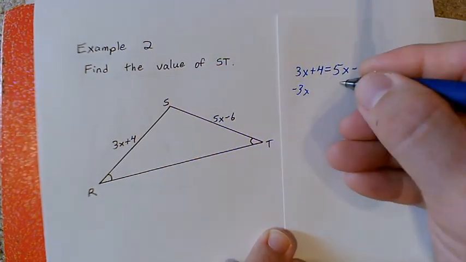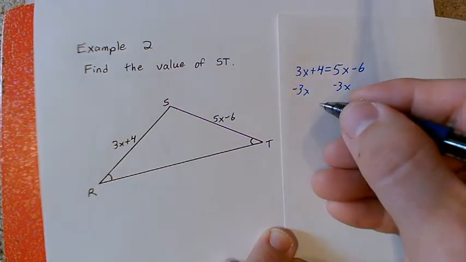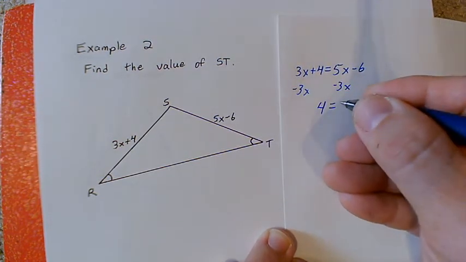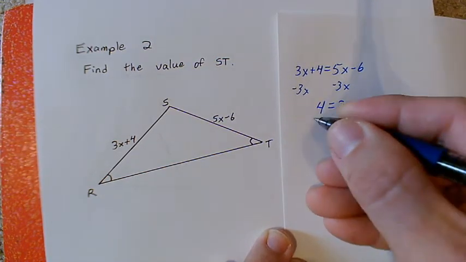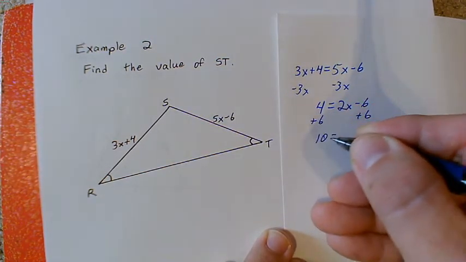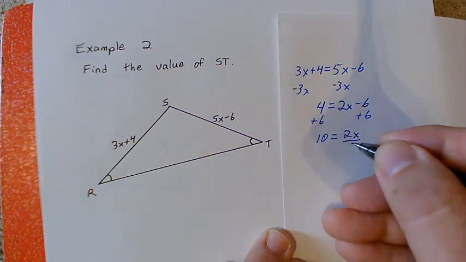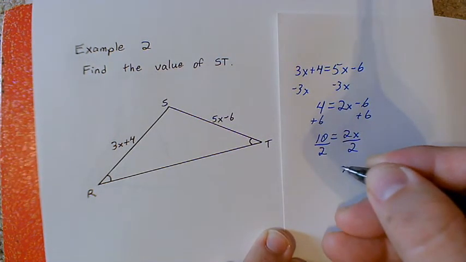I'm going to start by getting the x's together. I chose to subtract 3x from both sides, so that 4 would equal 2x minus 6. Now I'll add the 6, so 10 will equal 2x, and divide by 2. And I get that x equals 5.